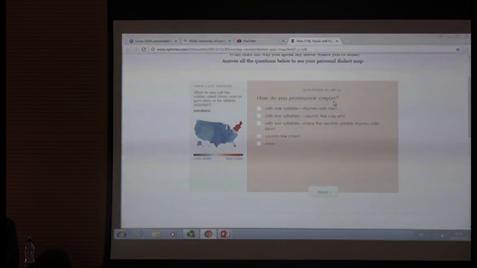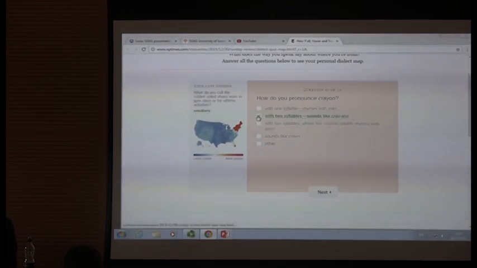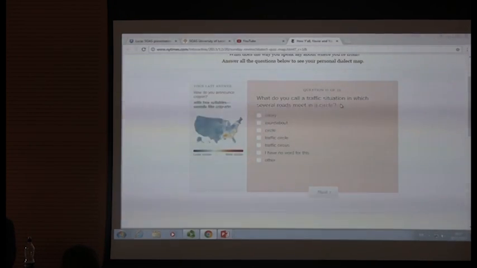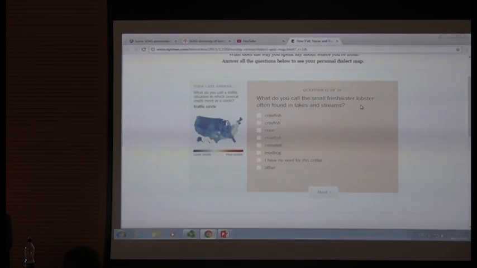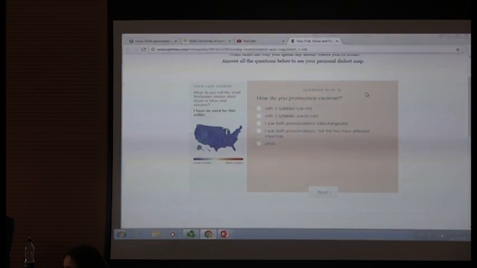How do you pronounce that? With one syllable, rhymes with man, right? So that's this. Okay, thank you. What do you call a traffic situation in which several roads meet in a circle? Well, now I call it a roundabout, but then I just called it a traffic signal. Okay, great. Thank you. What do you call a small freshwater lobster often found in lakes and streams? I have no word for that. How do you pronounce that? Caramel. Two syllables. Yeah. Oh, sorry. Tree. Huh? No, with this?